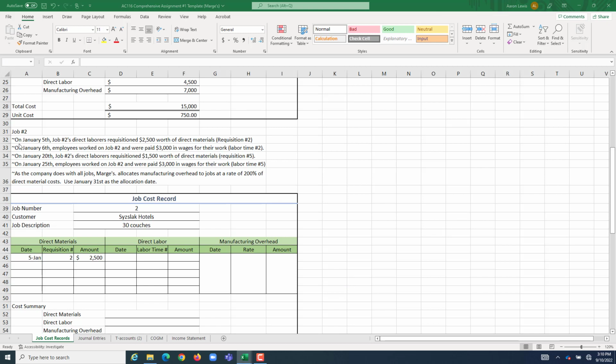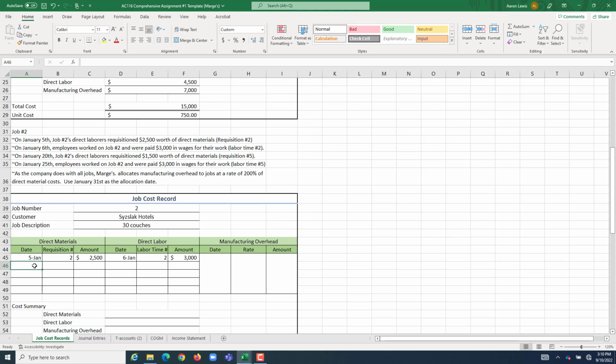Next bullet tells us that on January 6th, employees worked on job number 2 and were paid $3,000 in wages for their work. So let's say on January 6th, for labor time ticket number 2, there are $3,000 worth of direct labor costs, which we need to assign to this particular job.